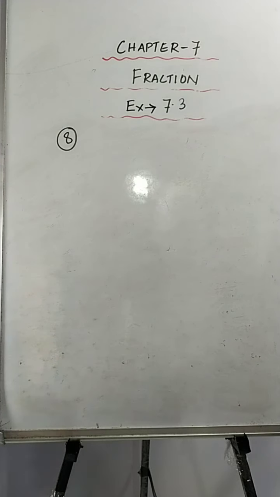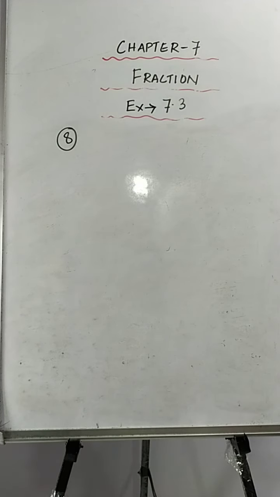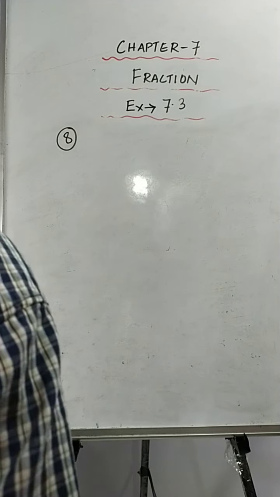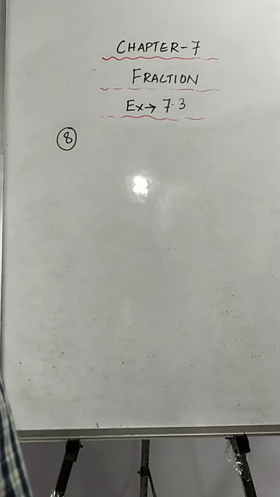Students, now in this session I will explain question number 8 and 9 of exercise 7.3, chapter Fractions. Now let me read out question number 8 for all of you. Ramesh had 20 pencils, Shilu had 50 pencils and Jamal had 80 pencils. So there are three characters, Ramesh, Shilu and Jamal. Ramesh is carrying 20 pencils, Shilu 50 pencils and Jamal 80 pencils.